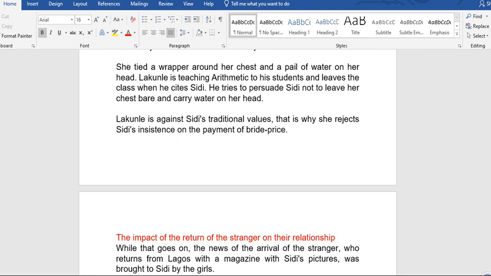Lakunle is against Sidi's traditional values. That is why she rejects Lakunle and insists on the payment of bride price. Remember that the bride price is the bone of contention. That's drama.